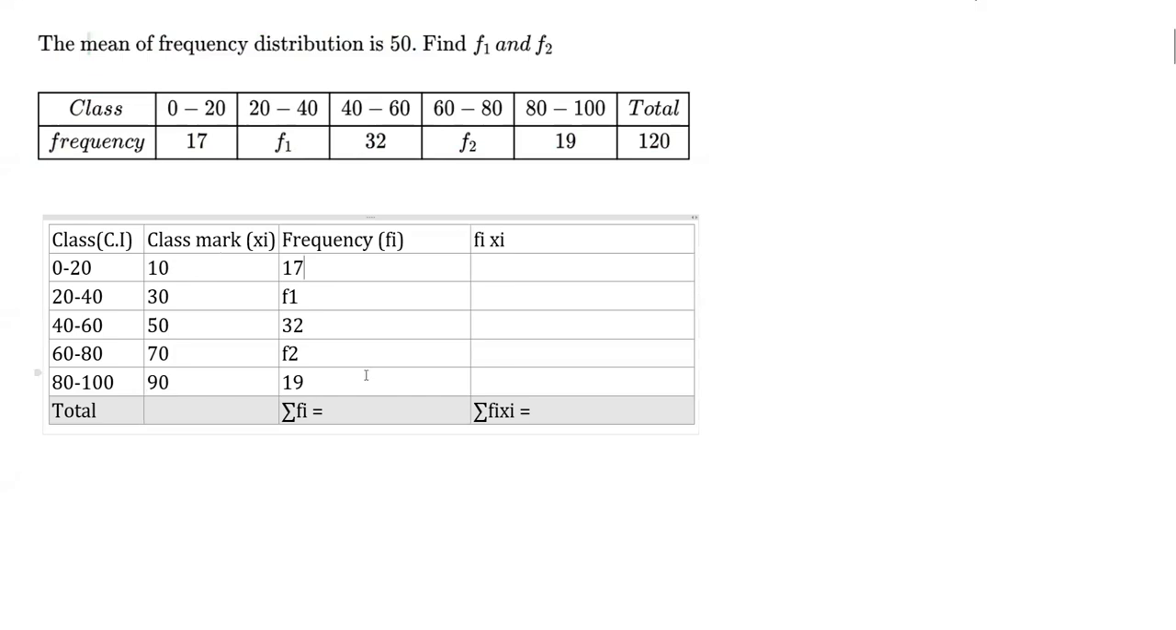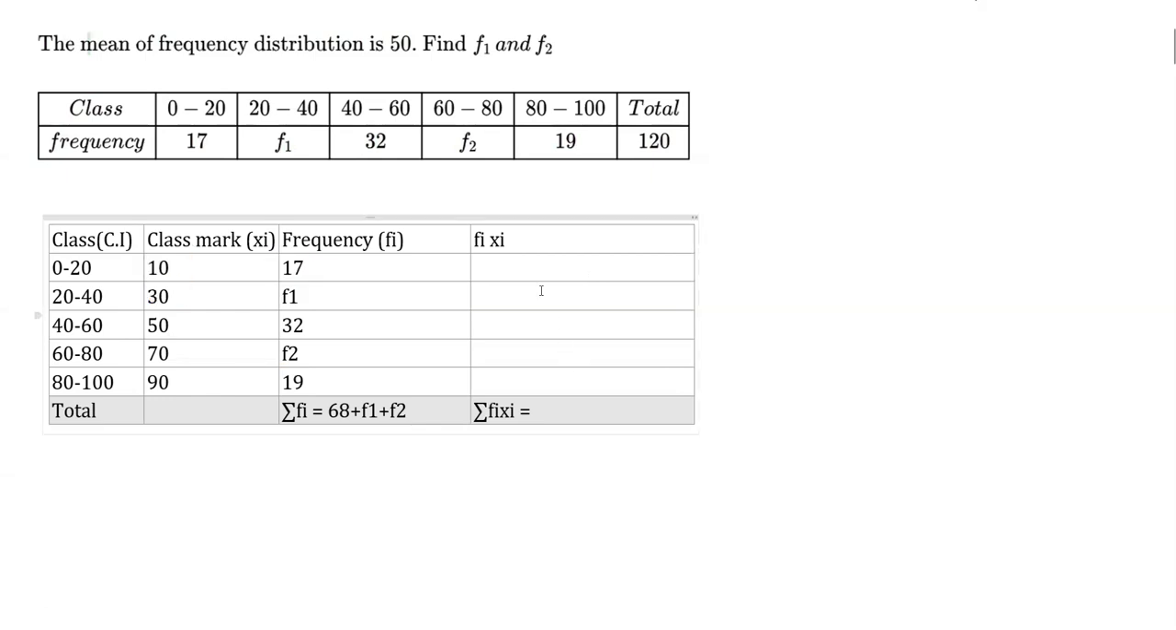Next, we have to calculate these frequencies. So it's 17 plus 32 plus 19. We'll calculate. This is coming to 68. So we'll be writing this. Summation is the symbol for the sum of all entries, and in this case that is 68 plus F1 plus F2. Now we'll be calculating the product of Fi and Xi. So this is 10 into 17, then 30 into F1, and so on. We'll be calculating and writing in the final column.